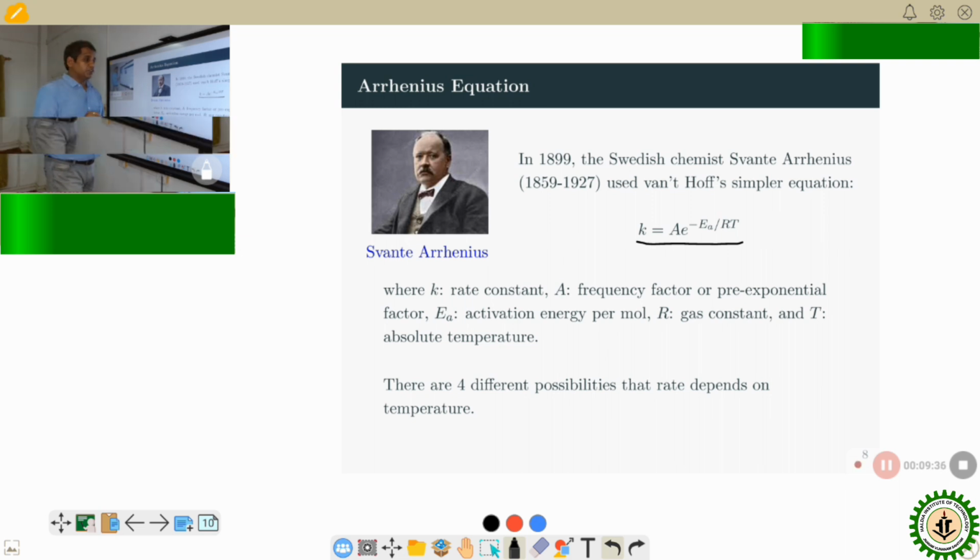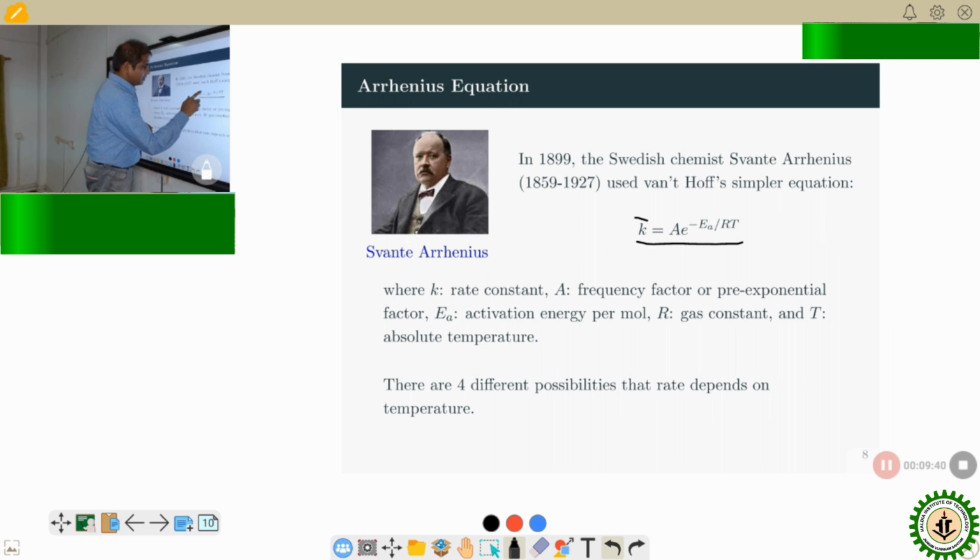In this equation, there are several factors or parameters. This is the rate constant that we have already seen in the previous reactions. This A is called the pre-exponential factor, and this Ea is called activation energy, and R and T are the gas constant and temperature.